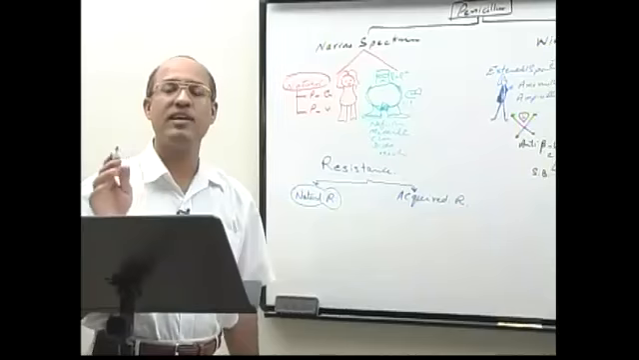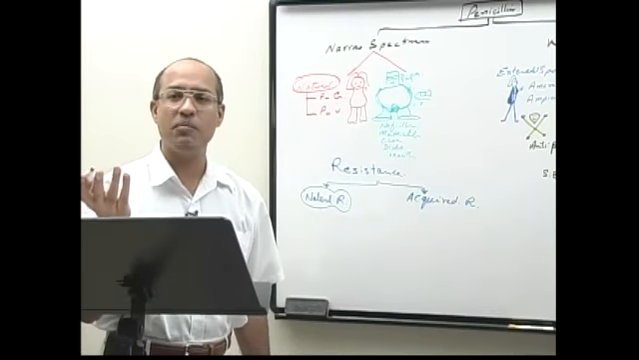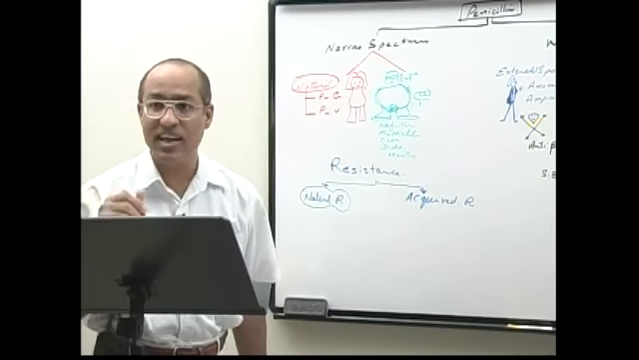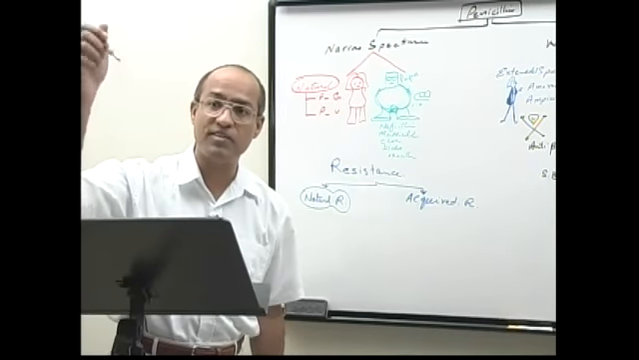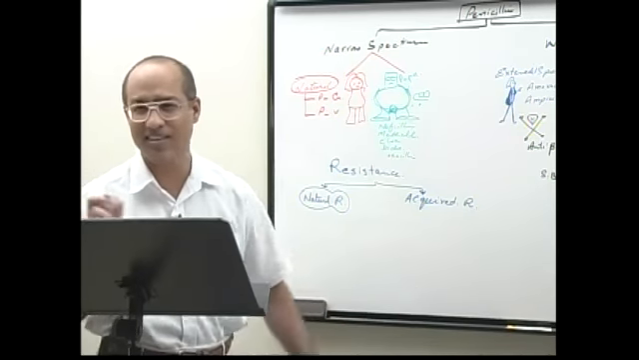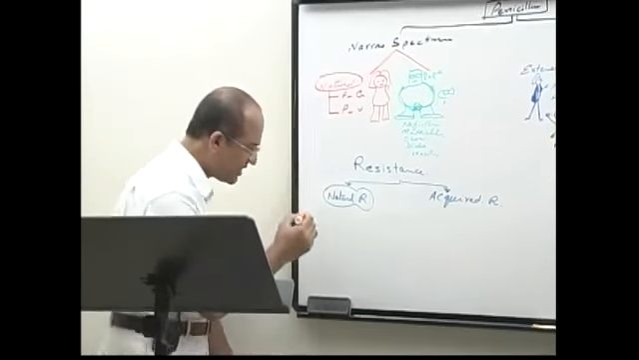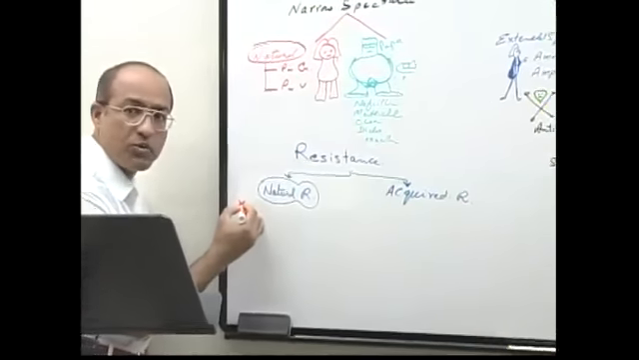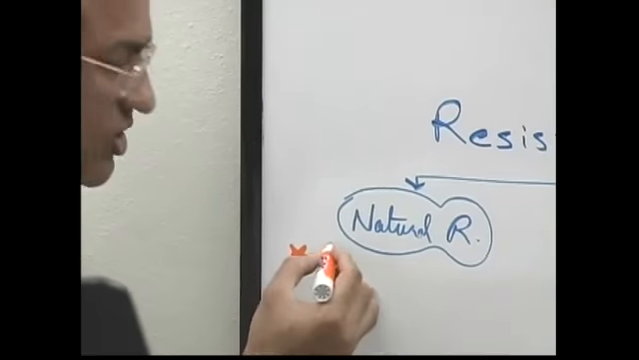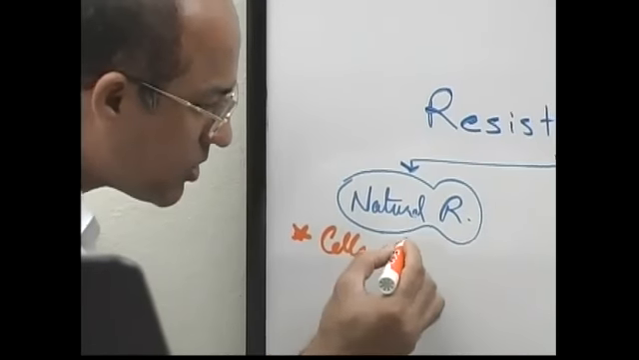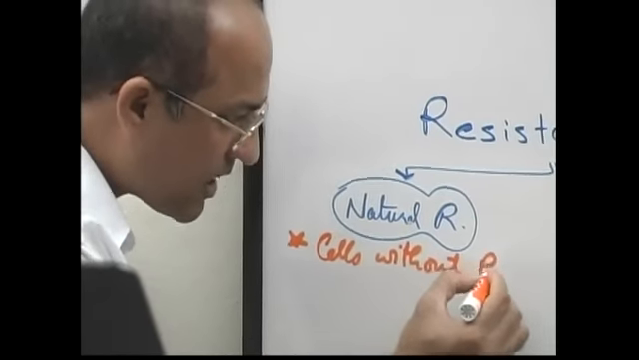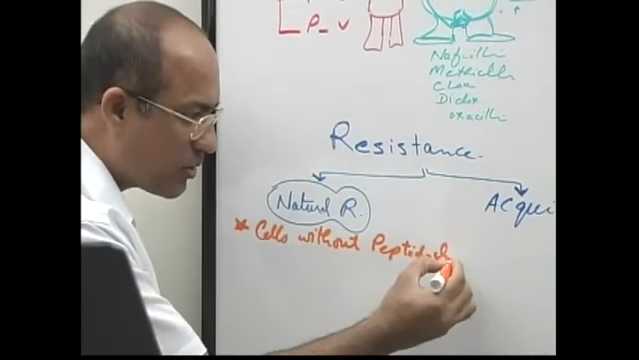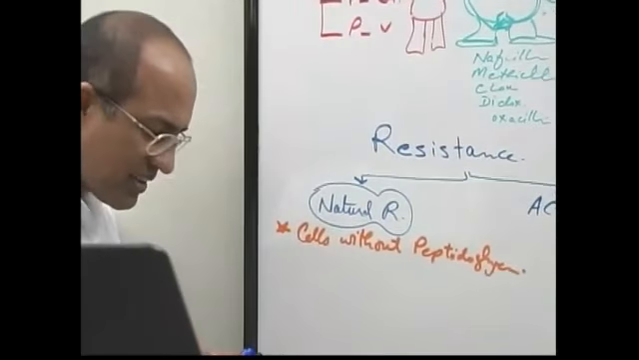Or, for example, there is this funny bacteria, Mycobacterium tuberculosis. It has a cell wall which has an outer layer of mycolic acid, and mycolic acid does not allow the penicillins to go deeper. So they're naturally resistant. So natural resistance is seen, the point which you have to write, in microbes without peptidoglycan, or cells without peptidoglycan molecules.